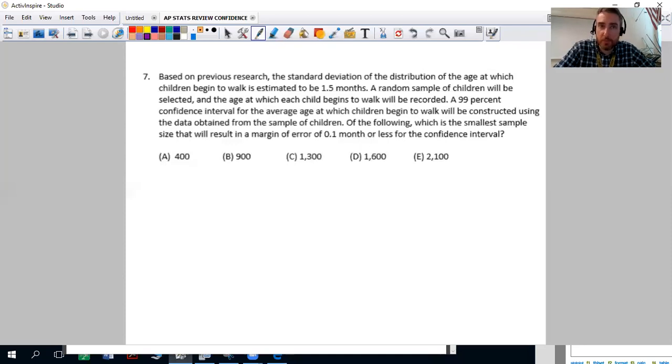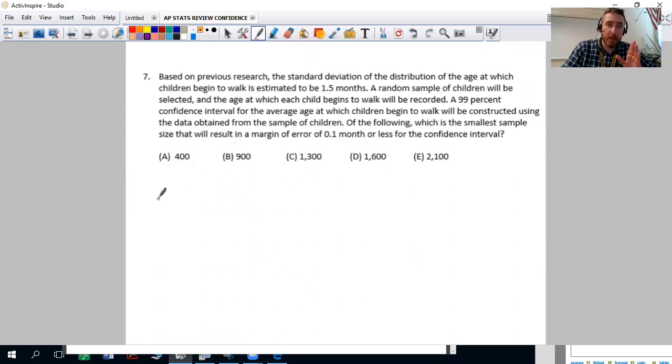Question 7, based on previous research, the standard deviation of the distribution of the age at which children begin to walk is estimated to be 1.5 months. A random sample of children will be selected, and the age at which each child begins to walk will be recorded. A 99% confidence interval for the average age at which the children begin to walk will be constructed using the data obtained from the sample of children. Of the following, which is the smallest sample size that would result in a margin of error of 0.1 month or less for the confidence interval?